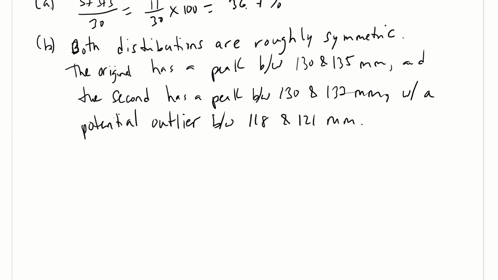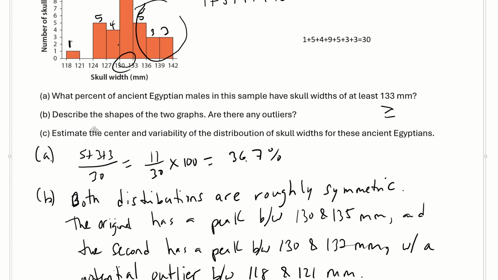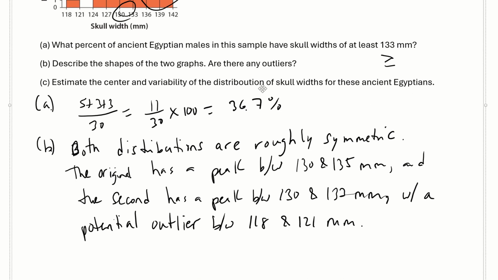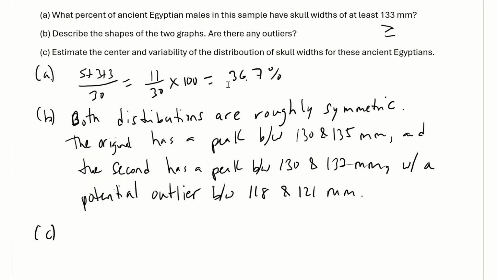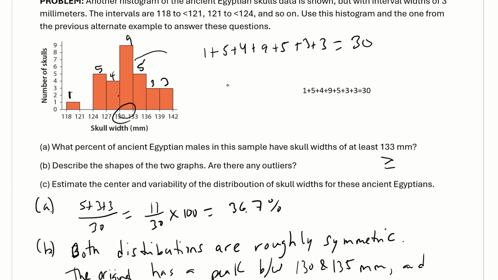Okay, all right, so there's the description between those. Estimate the center and variability of the distribution of skull widths for these ancient Egyptians. So the center and spread. Okay, so for these Egyptians, there's 30 of them.